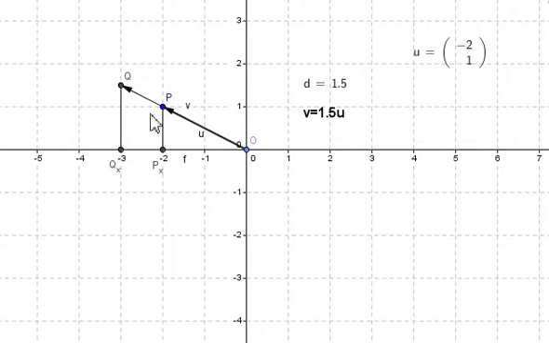Now you can notice that we have here two similar triangles. QOQX is similar to POPX, and they are similar because the vectors OP and OQ point in the same direction, so the angles at the vertex O are the same, and both triangles are right triangles, so the respective angles of both triangles are equal.